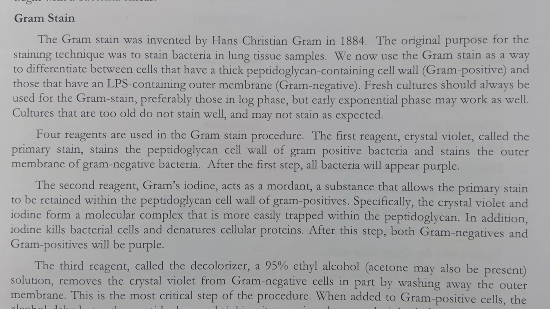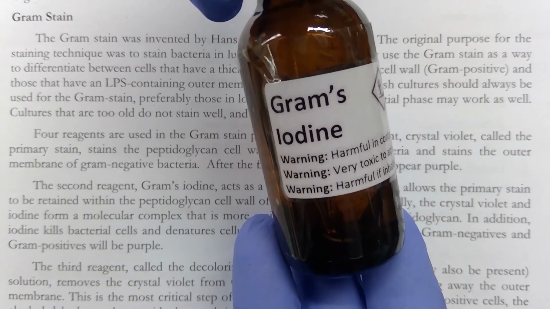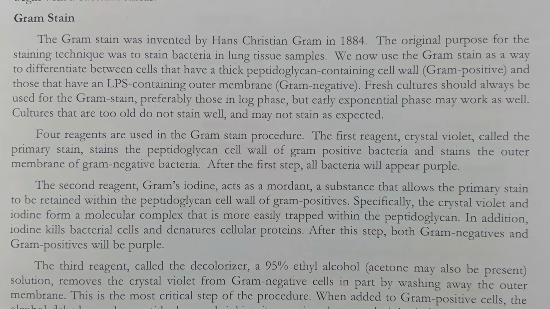The second reagent is Gram's iodine. This one's empty. I'll have to grab another one. Gram's iodine acts as a mordant, which is a substance that allows the primary stain to be retained within the peptidoglycan cell wall of gram positives. Specifically, the crystal violet and the iodine form a molecular complex that is more easily trapped within the peptidoglycan. In addition, iodine kills bacteria cells and denatures cellular proteins. So after this step, both gram-negative and gram-positives will be purple.